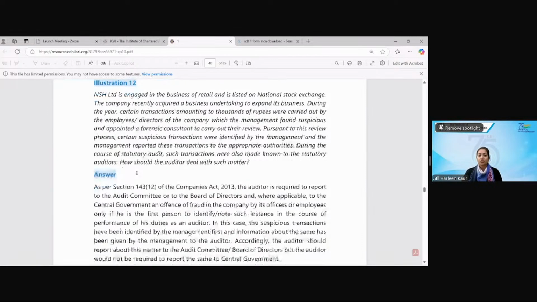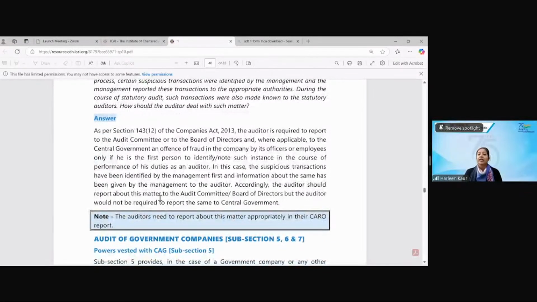Suspicious transactions were reported and the management reported this to the appropriate authorities. During the course of the statutory audit, such transactions were also made known to the statutory auditor. What will the statutory auditor do? Simply, he will report to the audit committee or board. If he finds that the fraud is more than 1 crore rupees, then he will also tell the CG that fraud is being committed.